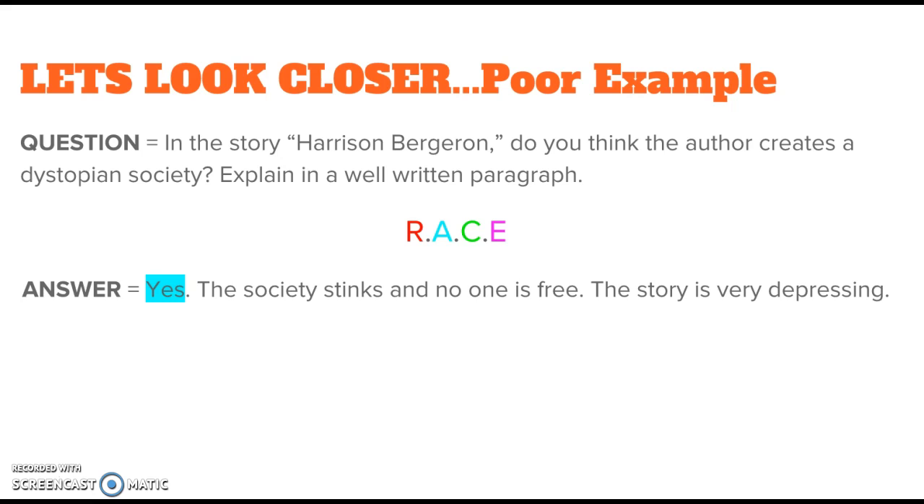So I have the acronym RACE there, and I have them color-coded so that you know where the RACE is taking place. Now this particular answer, you'll see they only have the A, or the answer to the question. All they've done is answer yes. Okay, you could make an argument that they did C, cited evidence, but they don't really give specific examples.